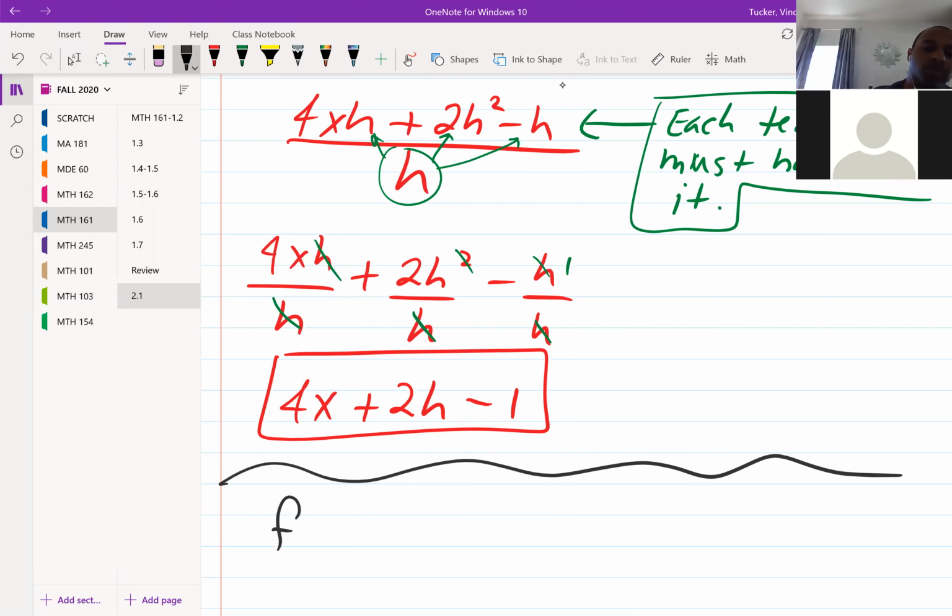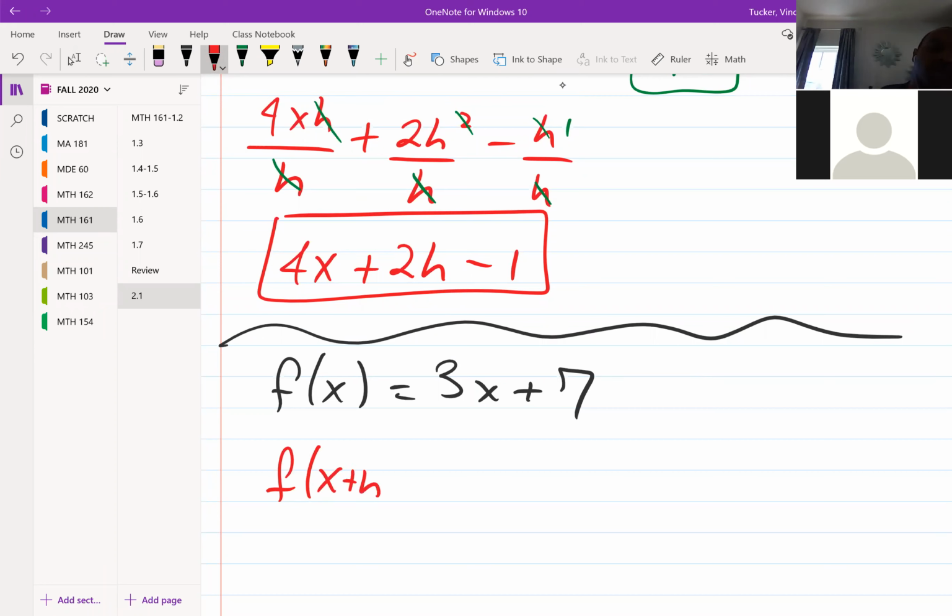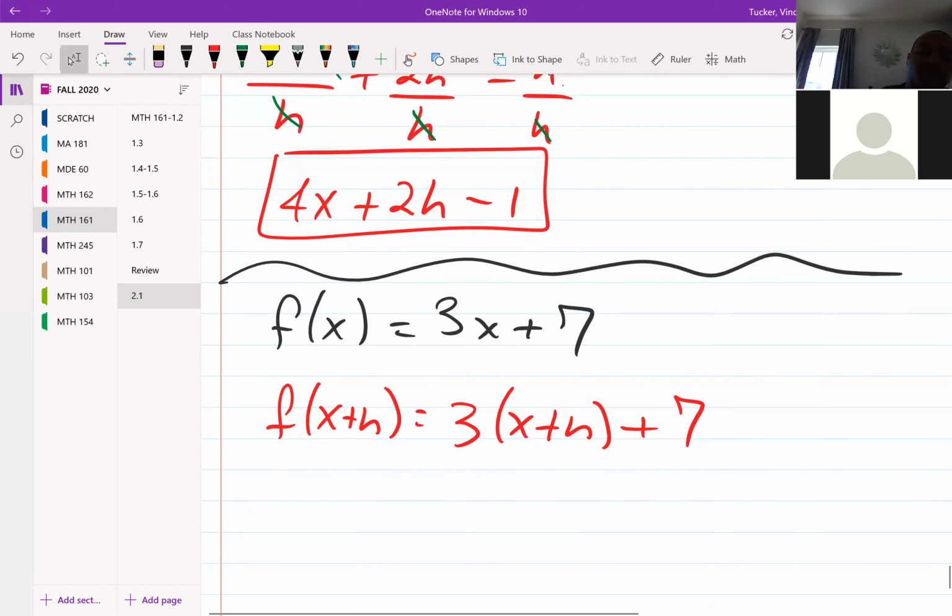All right, so let's do one more just to make sure we get the gist of what we should be doing. This one's a little shorter, but still emphasizing the point. So we have f of x is equal to 3x plus 7. I want to know what is f of x plus h. So I'll plug in x plus h wherever I see x. Expand it out as much as possible. Here, all we have is a distribution of 3.